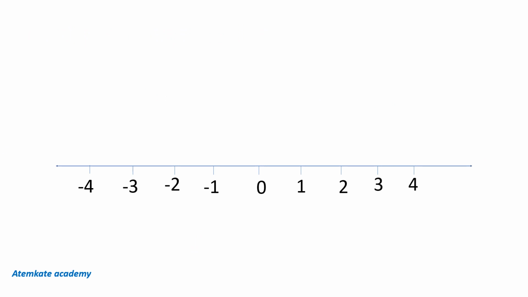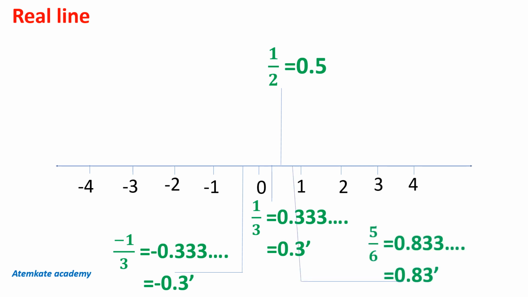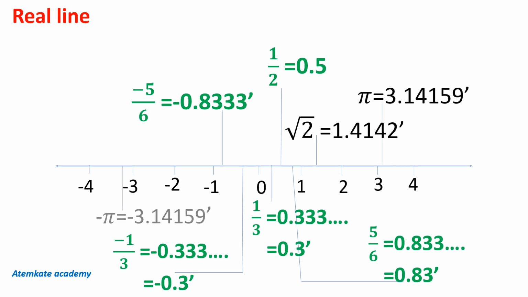Now, we are going to represent these numbers on the real line. Somewhere between 0 and 1 on the right we have a half with decimal expansion 0.5. Here we have 1/3 which has the decimal expansion 0.333 and so on. We say we have 0.3 repeated. On the left hand side of 0 we have minus 1/3. Somewhere between 0 and 1 we can represent 5/6. To the left we have minus 5/6. The square root of 2 is between 1 and 2. The constant pi is closest to 3, we can represent it here, and minus pi on the left. We've seen how to represent numbers on the number line.